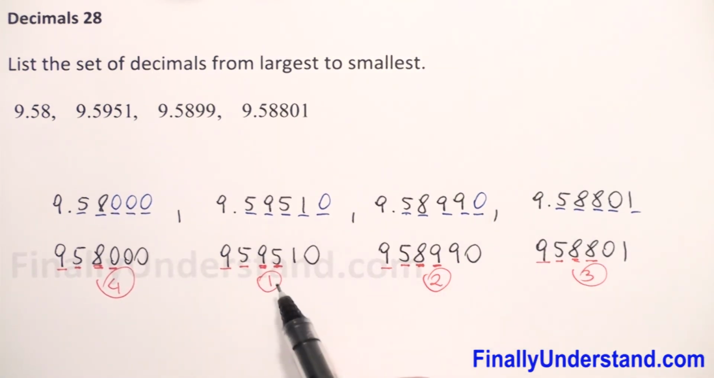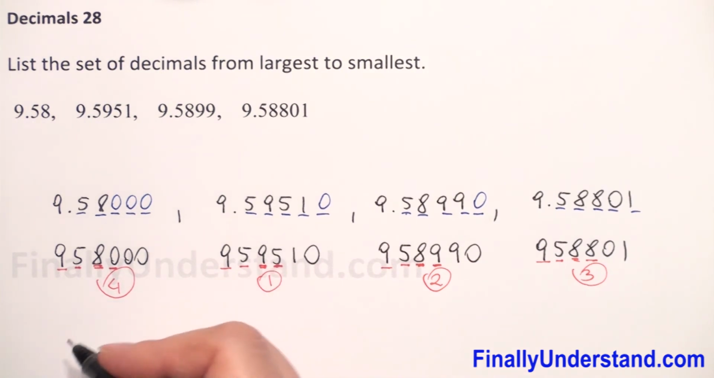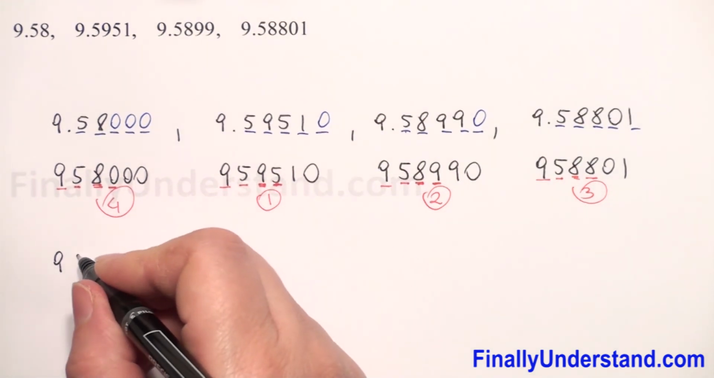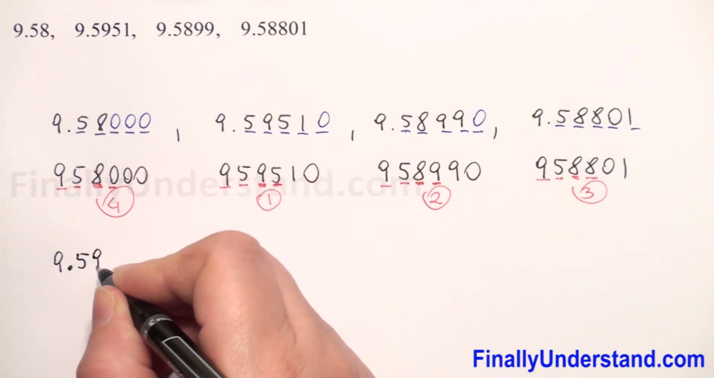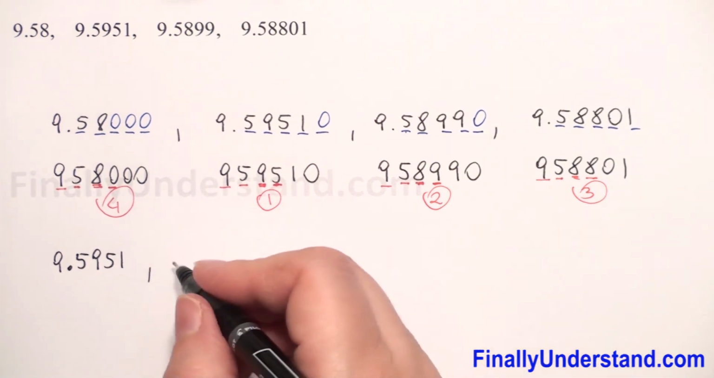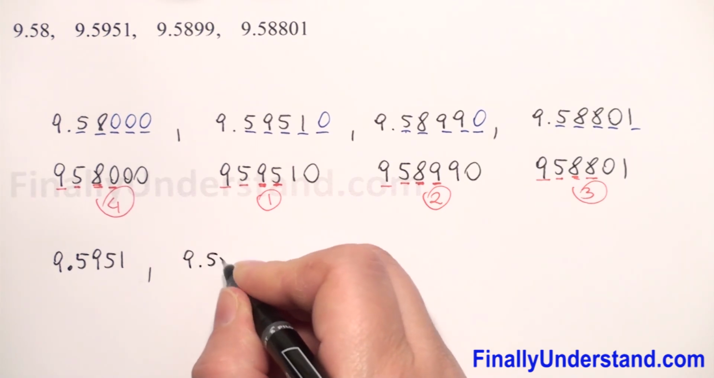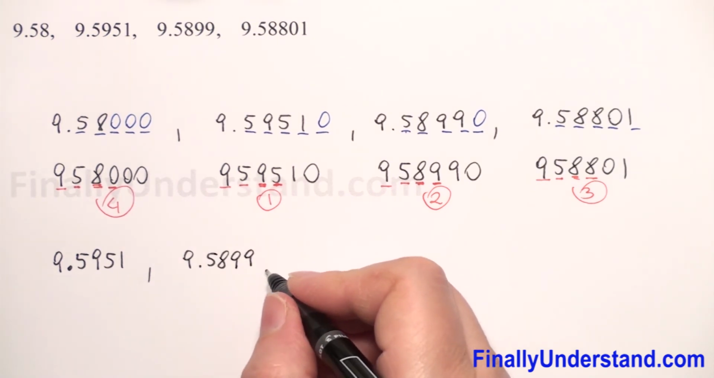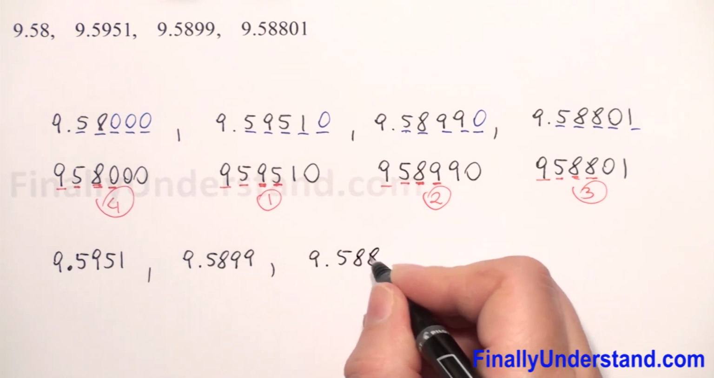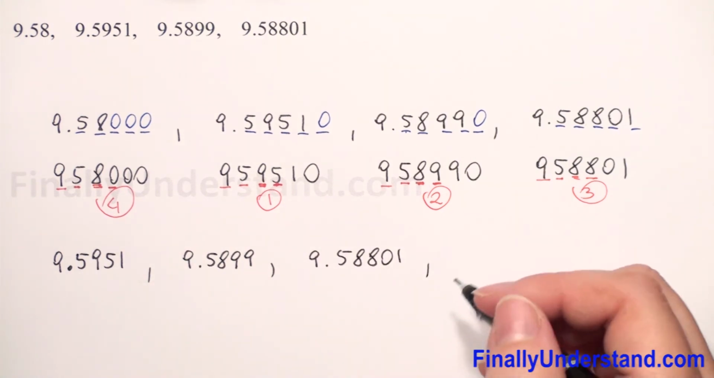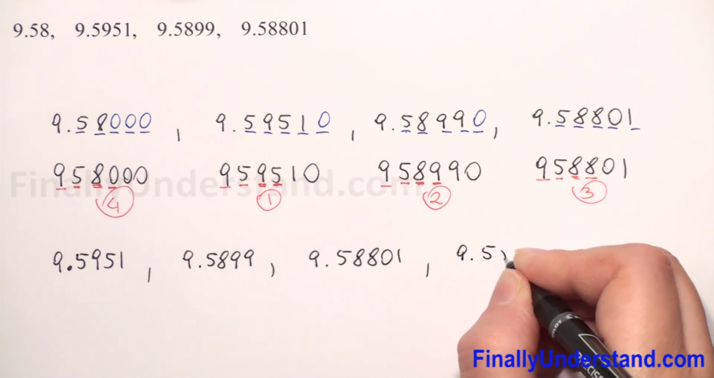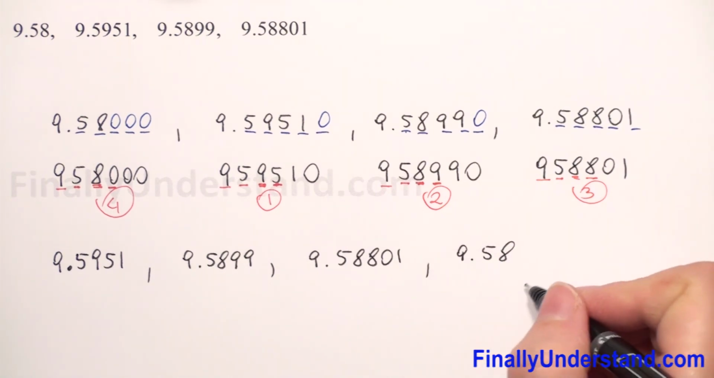end. So first number is this, 9, decimal point 5951. This is the largest number. The second is 9, decimal point 5899. The third is 9, decimal point 58801. And the first is the last number, 9.58. This is my solution.